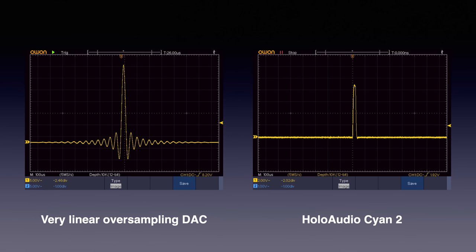The question now is, what's of bigger impact to the sound? Superior linearity or super low time smearing? People that follow my channel know my answer. The latter, by far. This all goes for PCM signals.